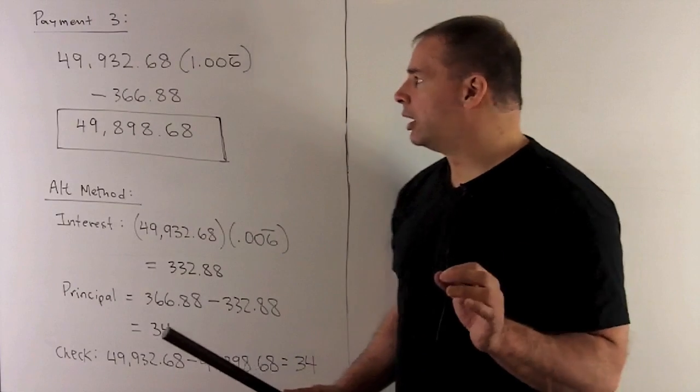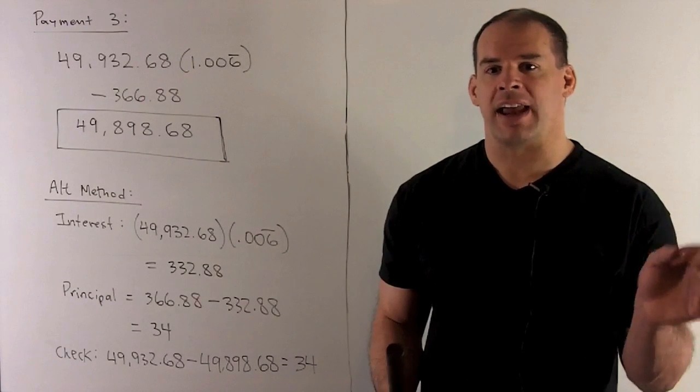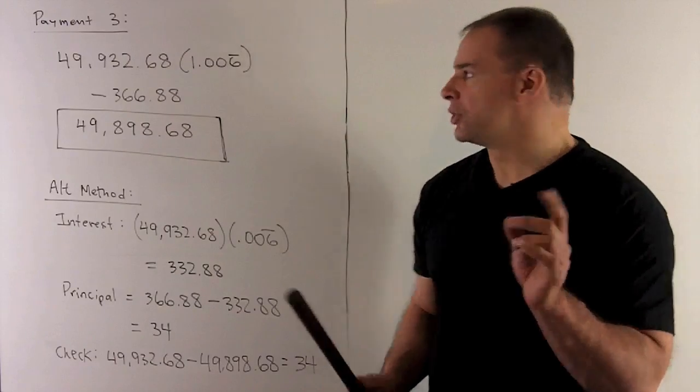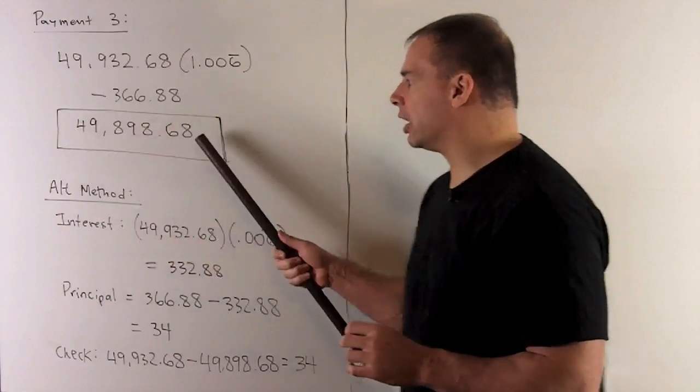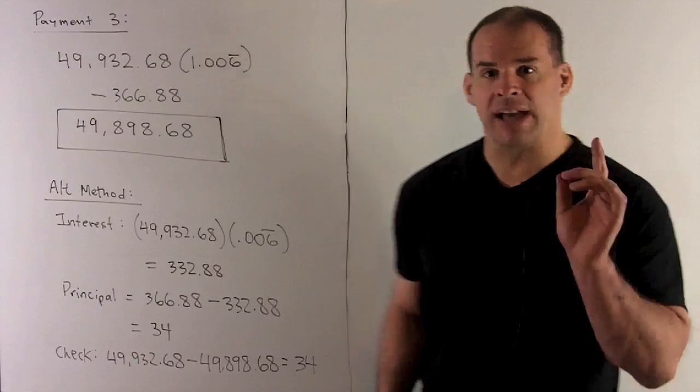Now to check our work, we just take the difference in the balance before we apply interest and after interest and the payment. When we do that, out comes our $34. So that checks our work.